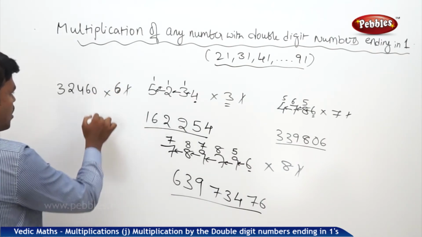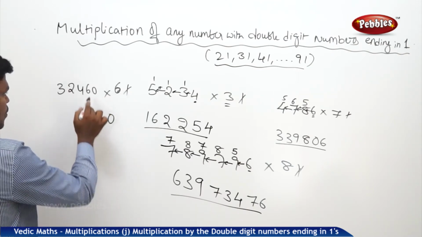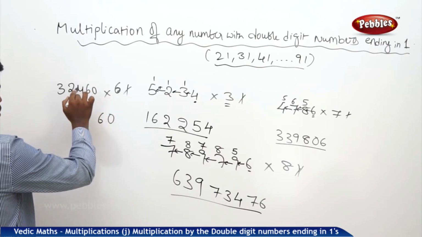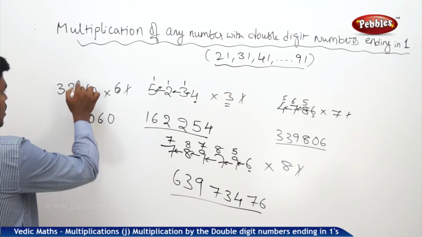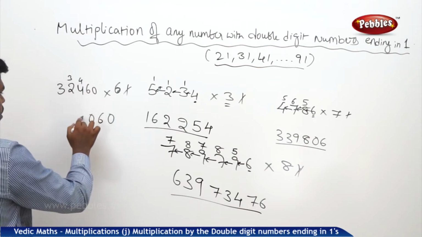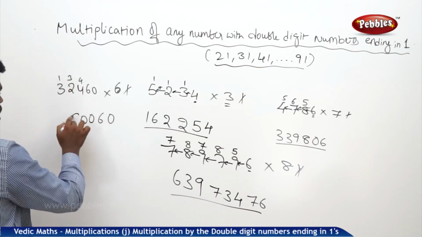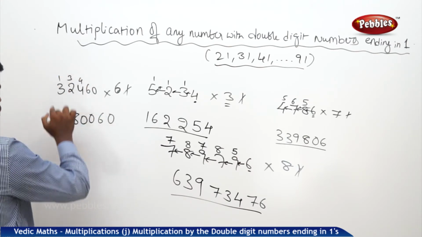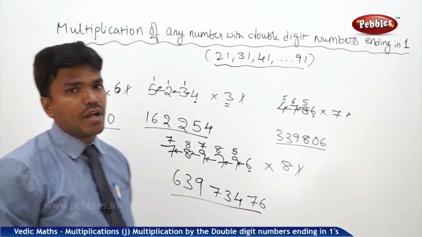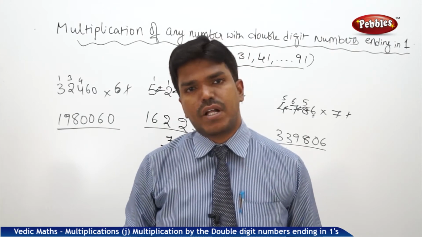So leave this one, drop the 0 as it is. Now start multiplying. 6 zeros are 0, 0 plus 6, 6. 6 6s are 36, 36 plus 4, 40. 6 4s are 24, plus 4, 28. 28 plus 2, 30. 6 2s are 12, 12 plus 3, 15. 15 plus 3, 18. 6 1s are 6, 6 plus 1, 7. Okay, so like this we can multiply any given number into double digit numbers which are ending in ones.